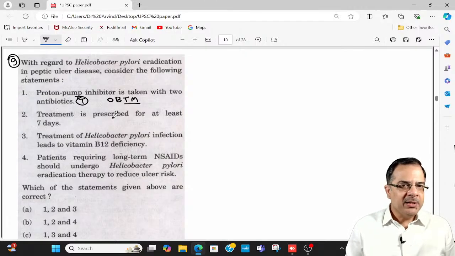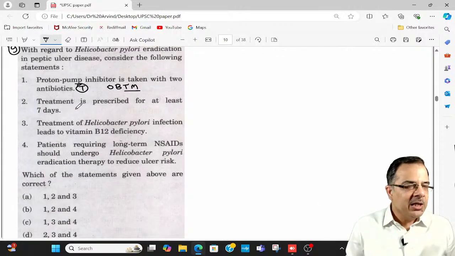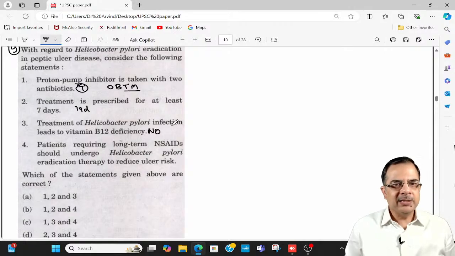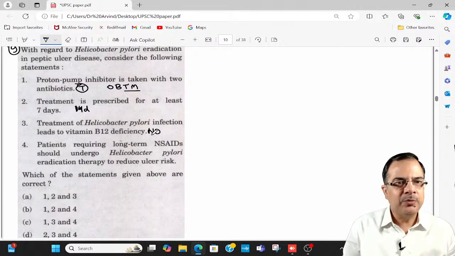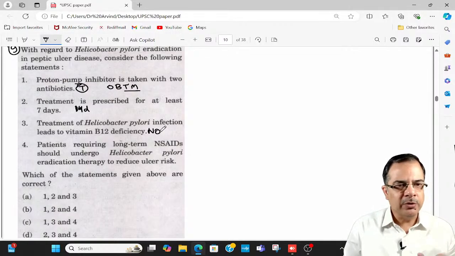Now, treatment is prescribed for at least 7 days for H. pylori. Ideally, it is 14 days. Treatment of H. pylori infection leads to B12 deficiency? No. Treatment is given only for 10 to 14 days at the most, maximum 2 weeks. So that will not cause any B12 deficiency. So this is a false statement. So third is totally false.